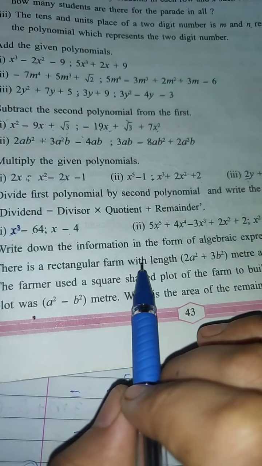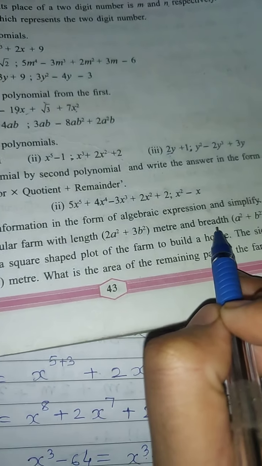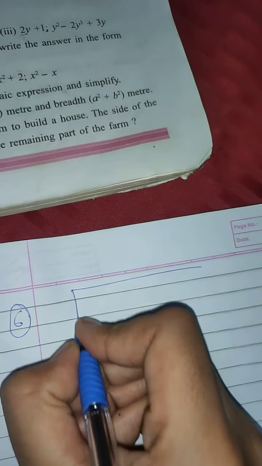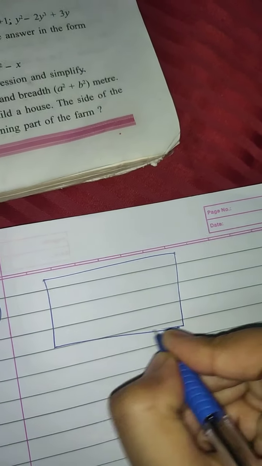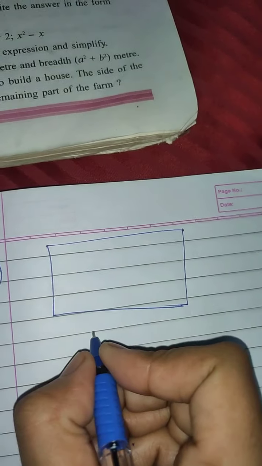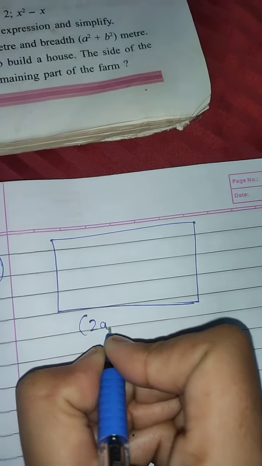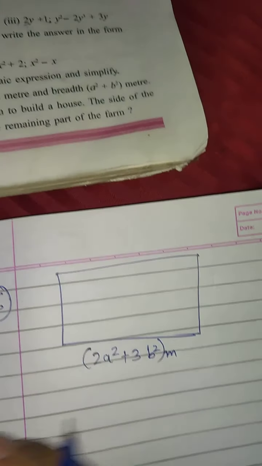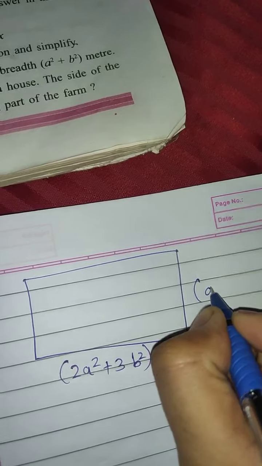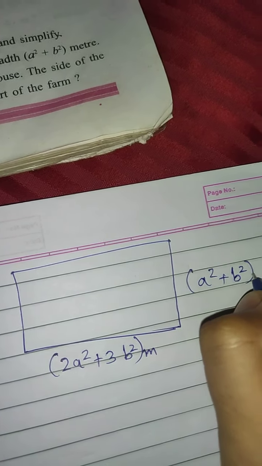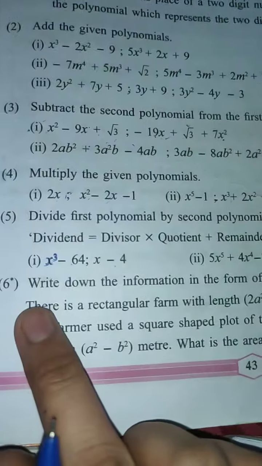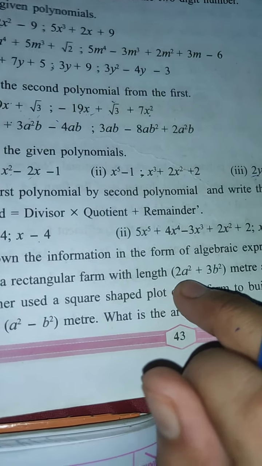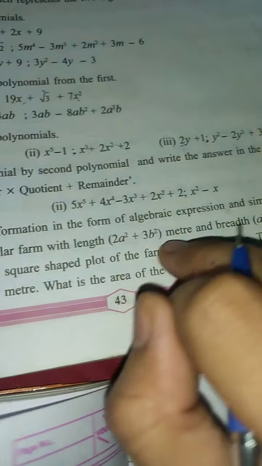There is a rectangular farm with this length and this breadth. So first we'll roughly draw a diagram, one rectangular farm. In the rectangle, the length is given as 2a square plus 3b square meter, it is in meters, and the breadth is also given as a square plus b square meter. So there is a rectangular farm with length and breadth.